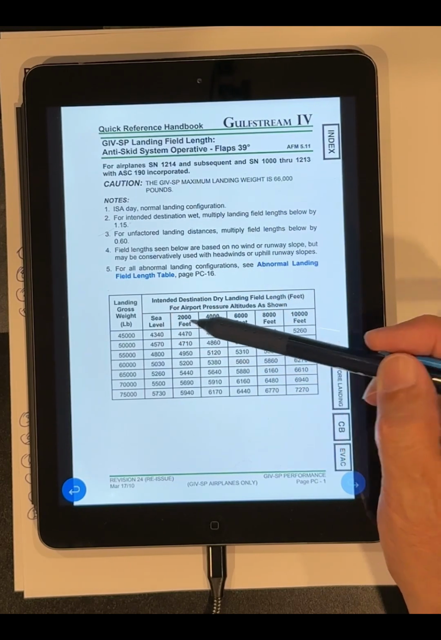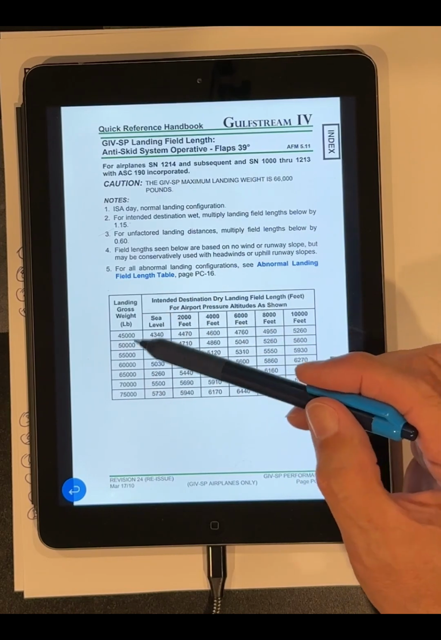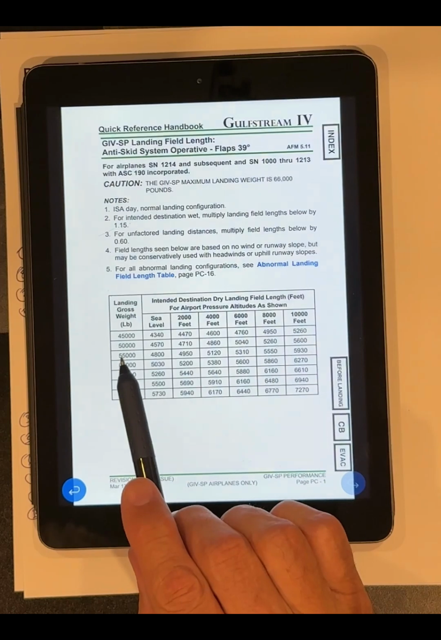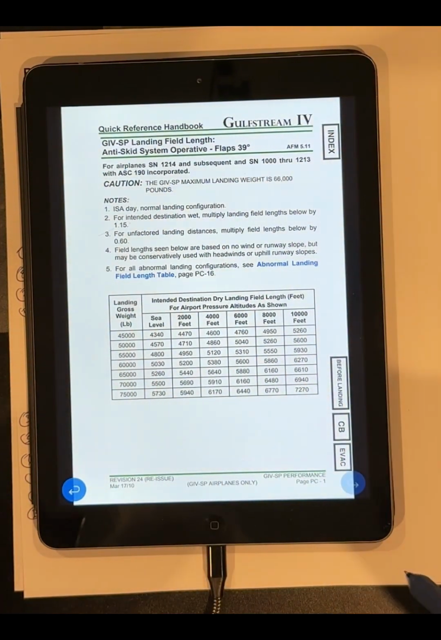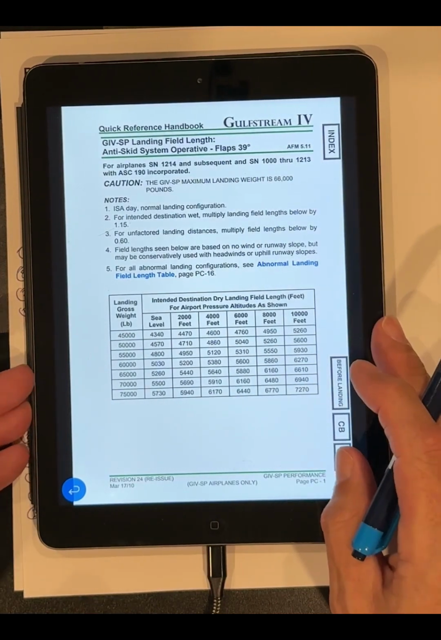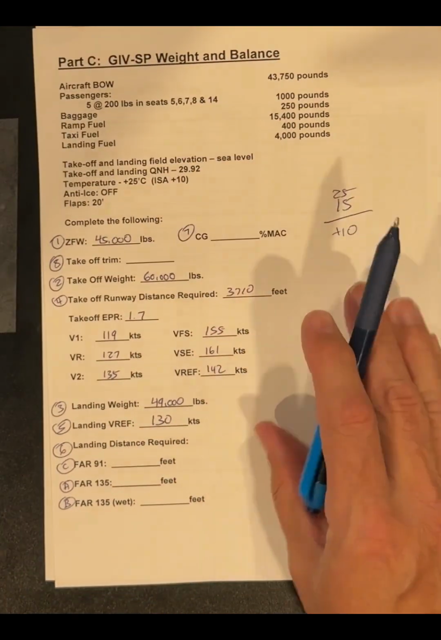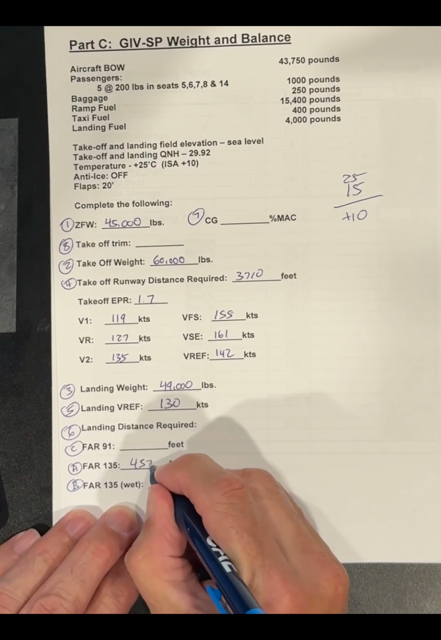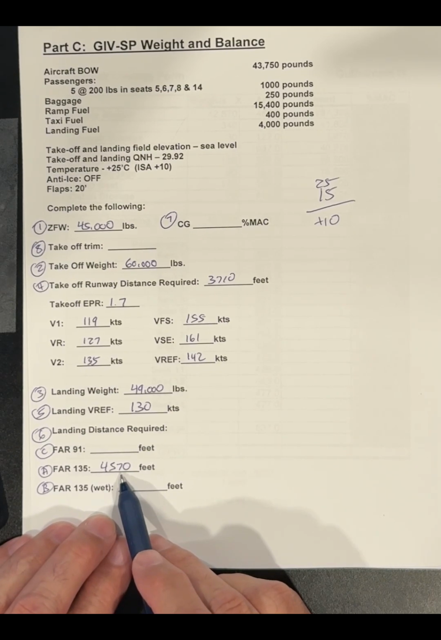Again, we've got sea level, 2,000, 4,000, 6,000 and so forth, and we have landing gross weight. What's our gross weight this time? In this scenario, 50,000 pounds. Sea level. So what is our factored landing distance? What is our part 135 number? 50,000 at sea level, 4570. So that is our factored 135 number. Let's write it down there, 4570. So that's what we're going to start with.